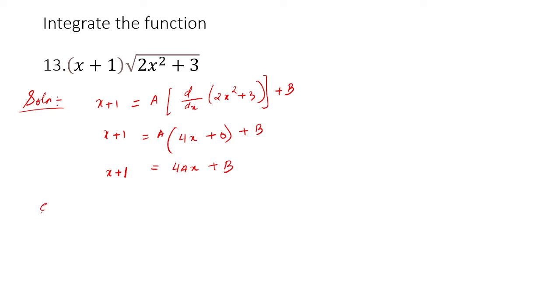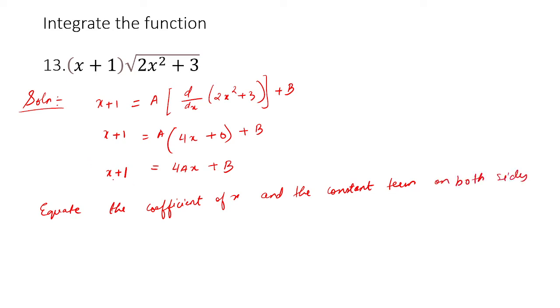Now therefore we equate the coefficient of x and the constant term on both sides. Alright, therefore what is the coefficient of x on the left hand side? It is just 1. The coefficient of x on the right hand side is 4a. The coefficient of the constant term on the left hand side is 1. The constant term on the right hand side is b. So we have the value of a is equal to 1 by 4. The value of b is equal to 1.